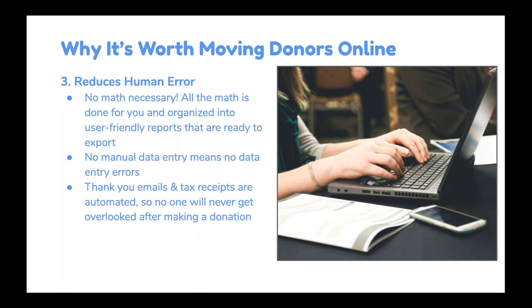Really, anytime you have a human being doing manual data entry, there are going to be mistakes. Someone makes a typo, gets a donor's house number wrong, types their email address in wrong, and those can all have repercussions for your nonprofit being able to retain that donor and stay in touch with that donor. And if you have someone making lots of errors, there can even be bigger financial implications for your nonprofit. But again, with an online platform, it's all done for you.